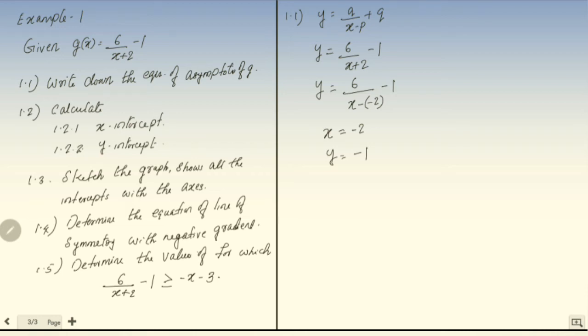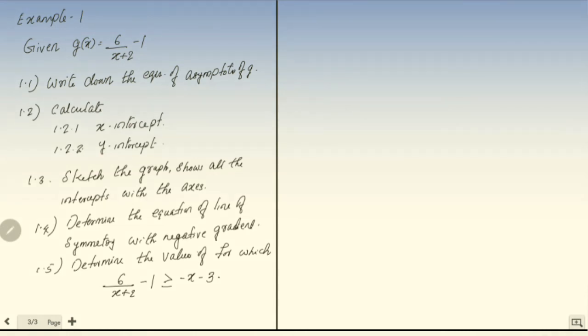Okay, now we can go to the next question. Question number 1.2. What is that? Calculate the x-intercept and y-intercept. Okay, so starting with the x-intercept, that is 1.2.1. x-intercept. Like all other graphs, x-intercept, how do you get it? Make y equal to 0 in the main equation. 0 is equal to 6 divided by x plus 2, minus 1. Now solve and find the value of x. First you have to send the minus 1 to the other side, that is 1 is equal to 6 divided by x plus 2.